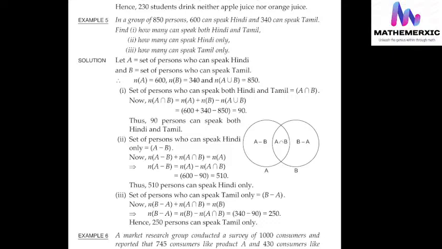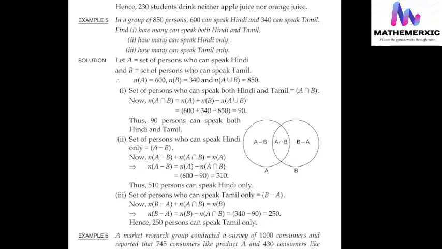Number of A union B, so it will be 850 in total. The set of persons who can speak both Hindi and Tamil is obviously the intersection part, so it will be A intersection B. So n(A union B) will be equal to the separate counts minus the intersection, and with the help of that we can easily get the number of people common to both of them.